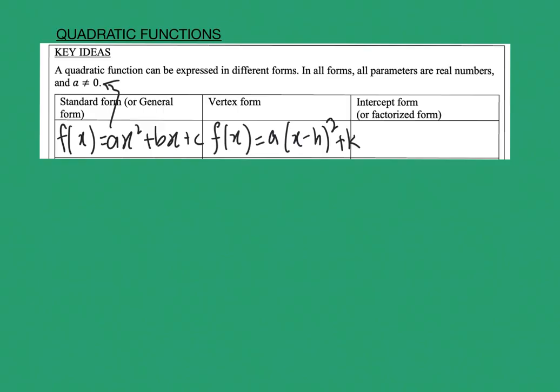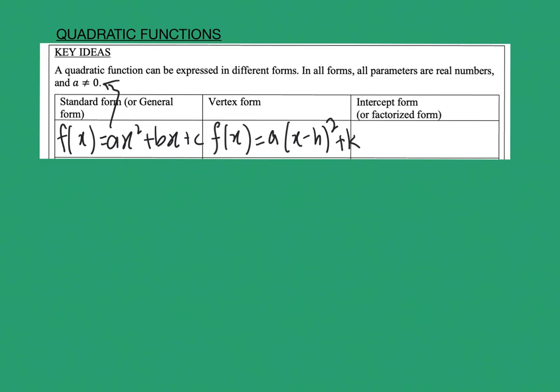Very often we want to transform the general form of the quadratic equation to the vertex form. Do you remember how we can do that? Yes, the method is by completing the square. So let's look at some examples on completing the square.